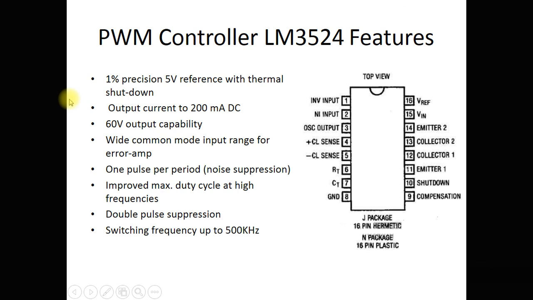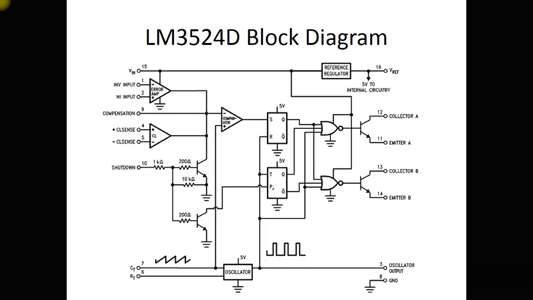Then we have a couple of ICs which do the job. As I said in one of the demos, we had a PWM controller, LM3524 or LM1524 or SG3524, depending on the company which has manufactured it. This is a very favorite, mostly preferred PWM controller IC which you can use. You can download the data sheet and study it. This is the internal block diagram, and things are very easy for you to understand here.